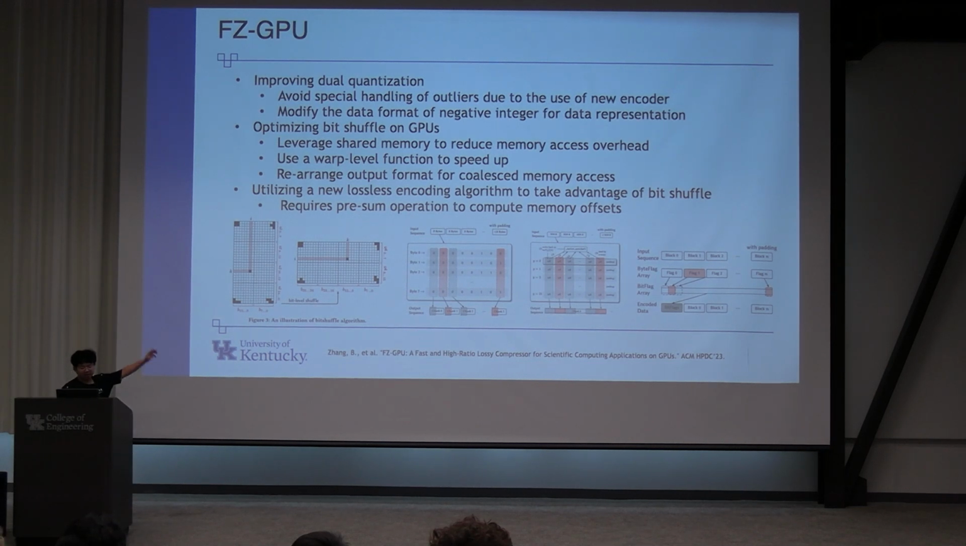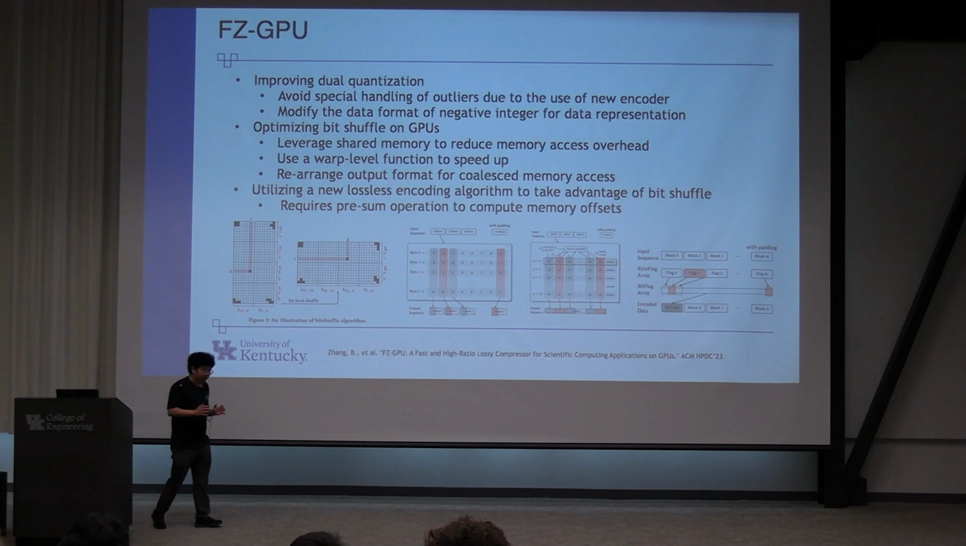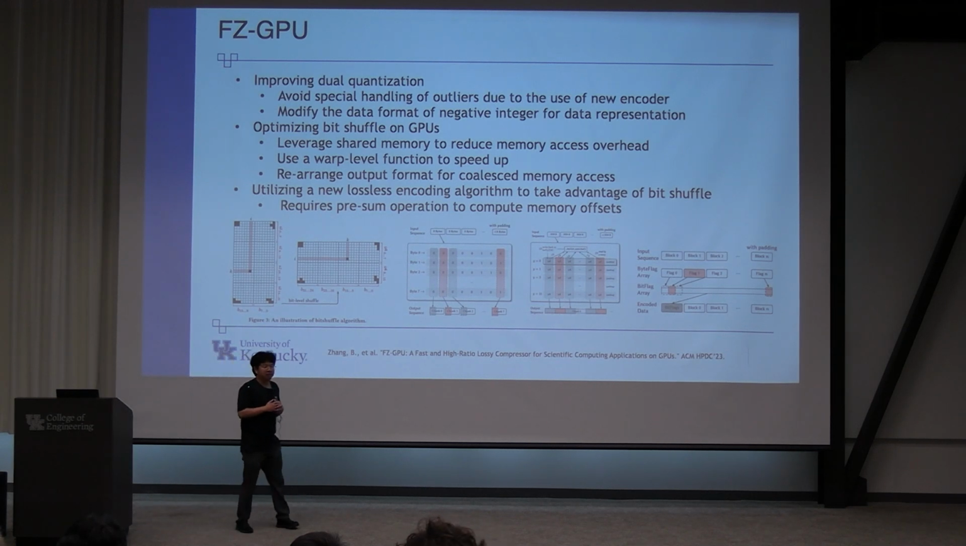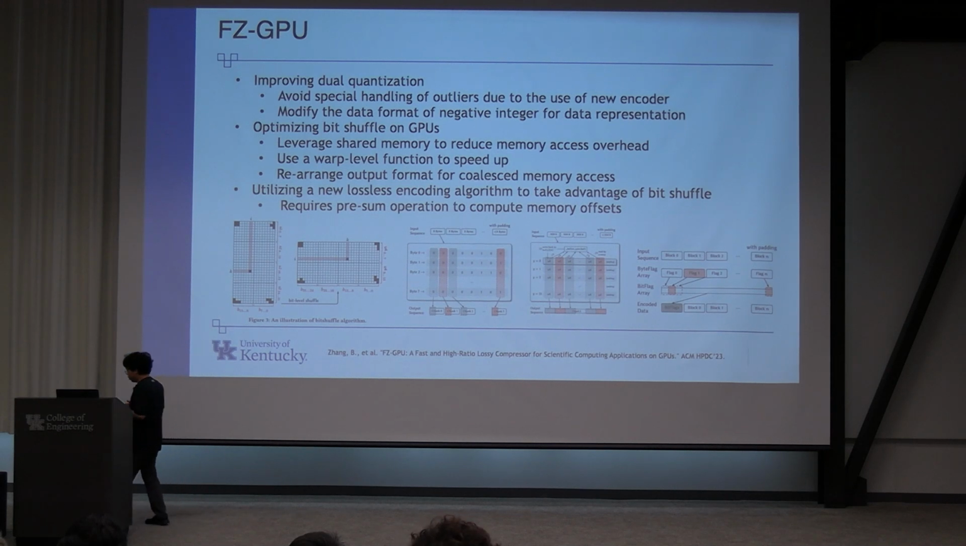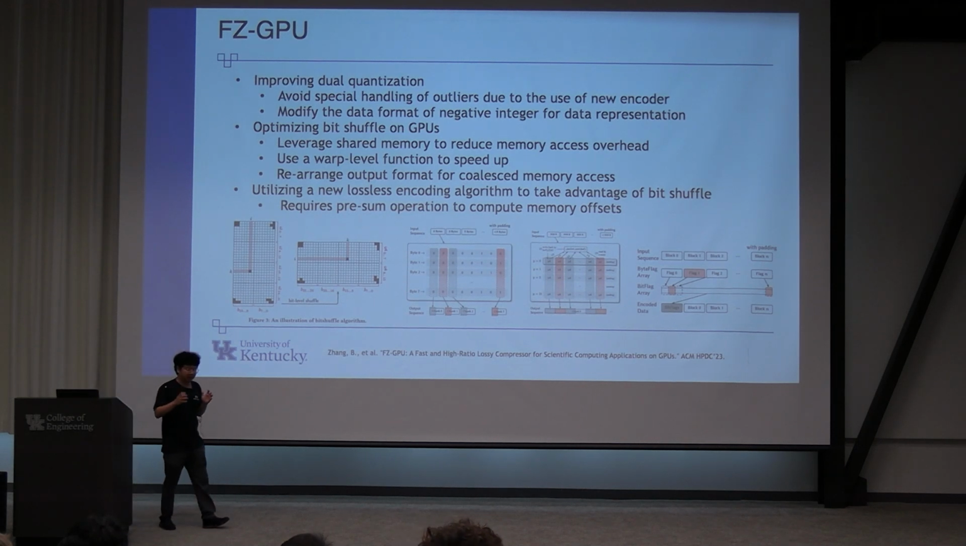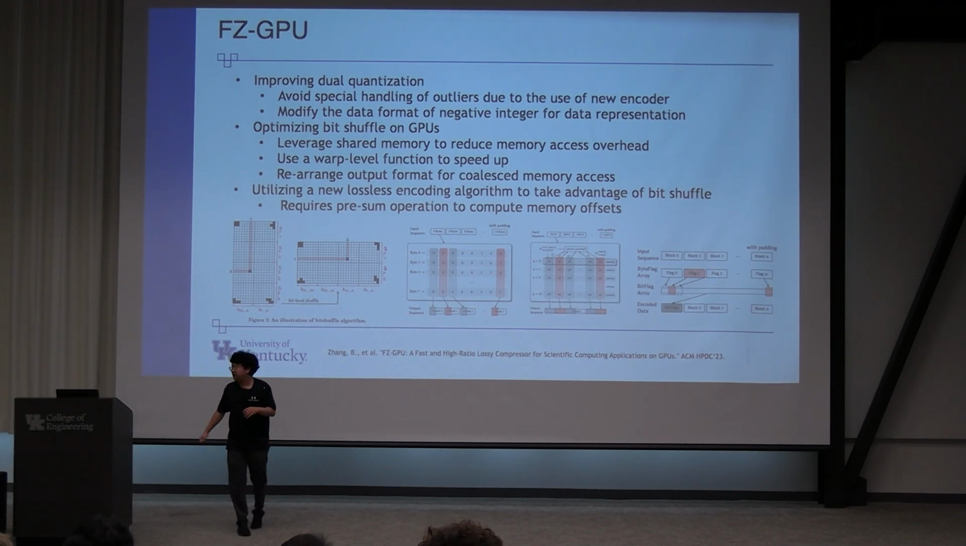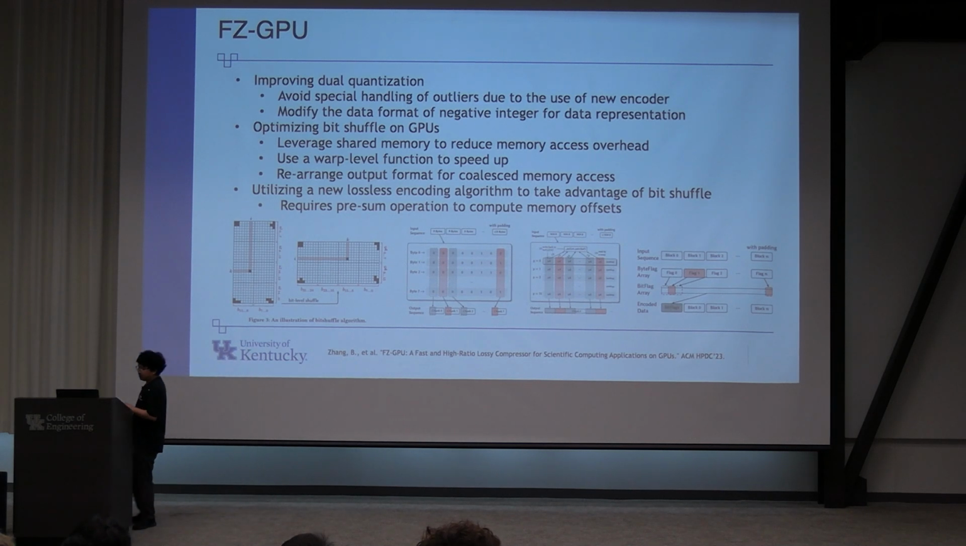In addition to that, we modify the data format of the negative integers to complement our encoding strategy. Basically, we do not use two's complement to represent the negative data. Instead, we use a sign bit to record the sign and record the rest of the integer as it is. This is the first optimization we did on dual quantization.